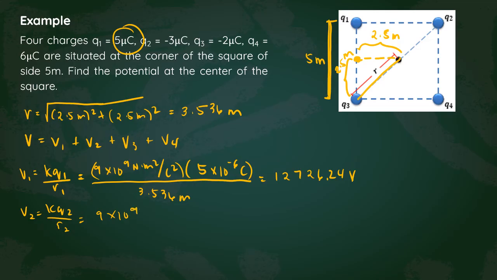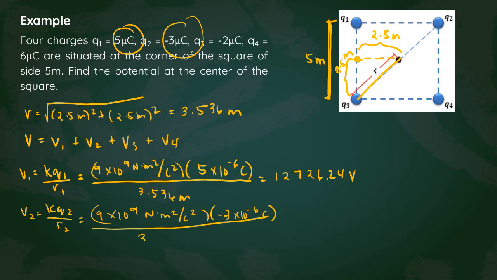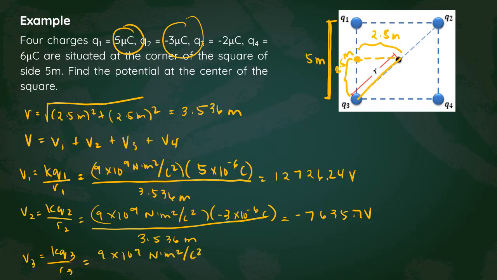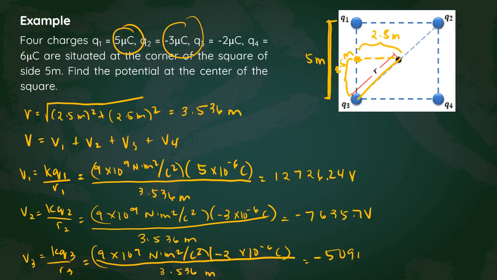Now V2 is kQ2 divided by r2. That's 9 times 10 raised to 9 newton meter squared per coulomb squared, multiplied by the charge for Q2, negative 3 times 10 raised to negative 6 coulombs, since it's micro, divided by 3.536 meters. And that will be negative 7635.75 volts. For V3, that's kQ3 over r3, where k is 9 times 10 raised to 9 newton meter squared per coulomb squared, times your negative 2 times 10 raised to negative 6 coulombs, divided by 3.536 meters. And that will be negative 5090.5 volts.